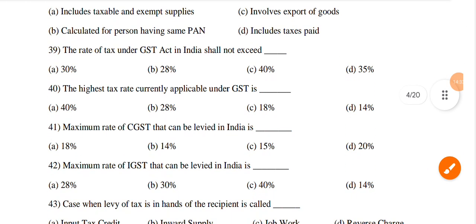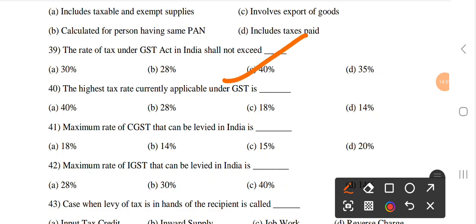Next question. The rate of tax under GST Act in India shall not exceed dash. Option A 30%, option B 28%, option C 40%, and option D 35%. The correct option is C 40%.